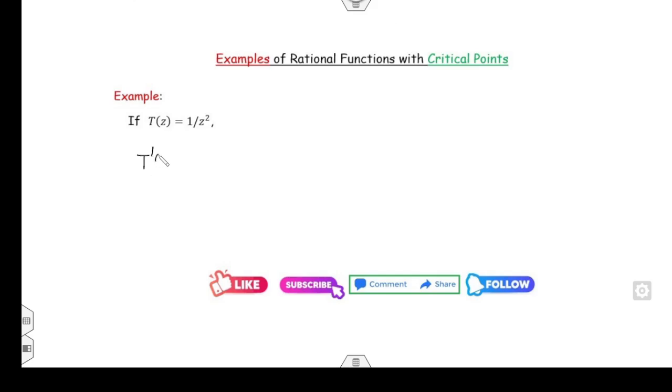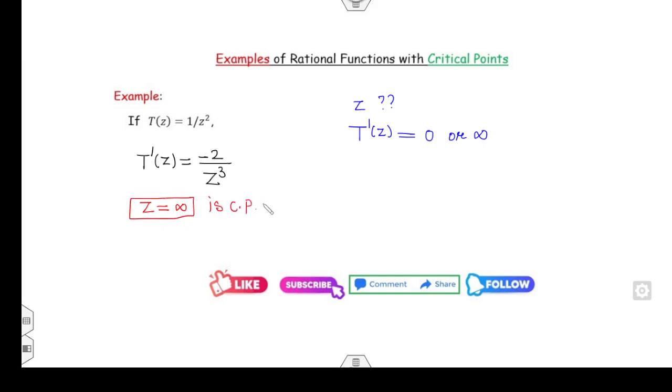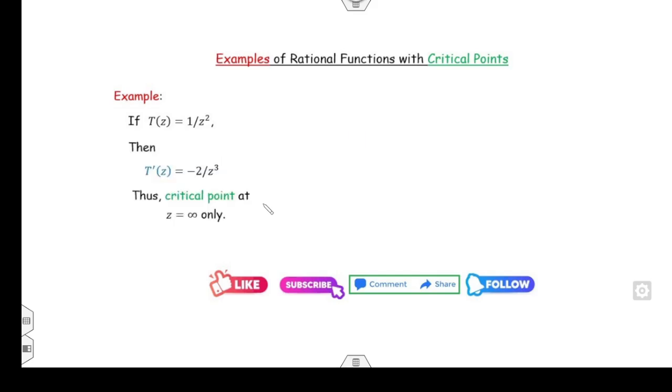So how can you find it? You can find the derivative. The derivative becomes minus 2 over z cube. So can you find the value of z so that t dash of z becomes 0 or infinity? So clearly, z equal to infinity is my critical point. z equal to infinity is the critical point.